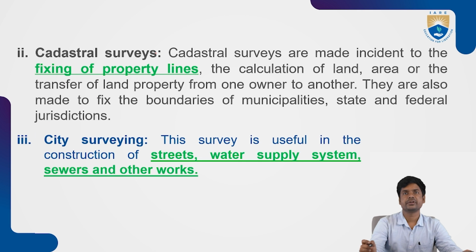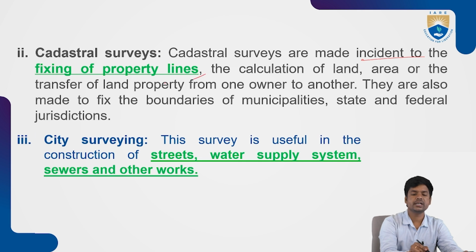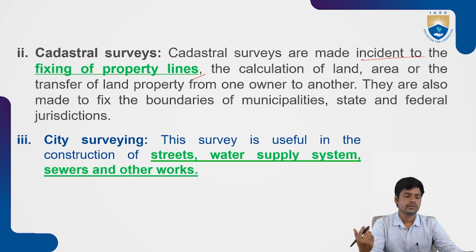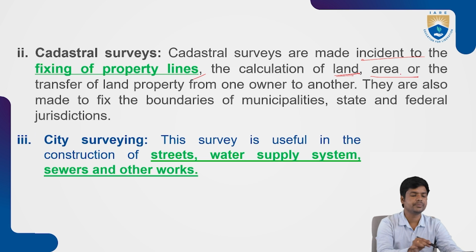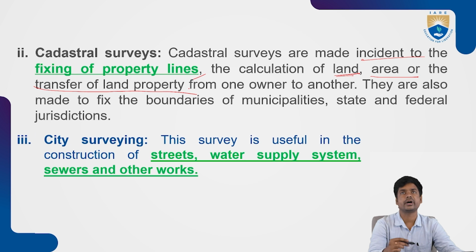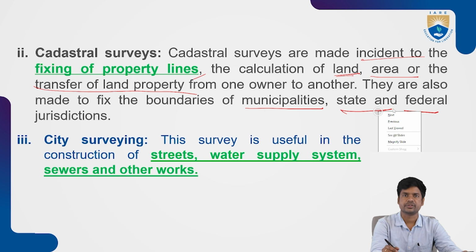Next one, cadastral surveying. Cadastral surveys are made incident to the fixing of property lines. We define the property areas by using the cadastral surveying, including the calculation of land and area for the transfer of land property from one owner to another owner. They are also made to fix the boundaries of municipalities, states, and federal jurisdiction. So to mark these property boundaries, we use cadastral surveys.